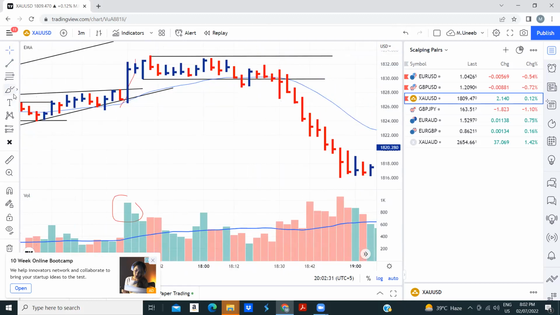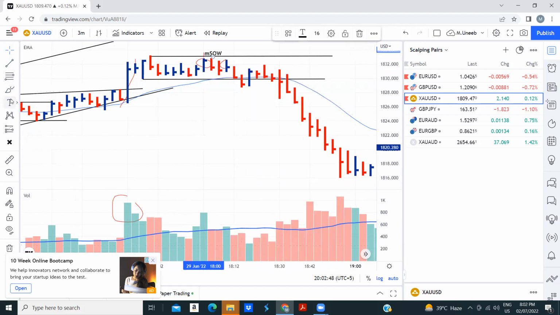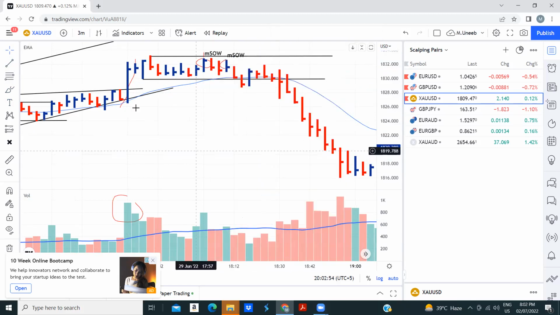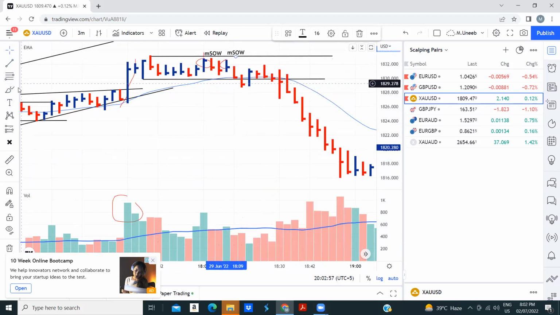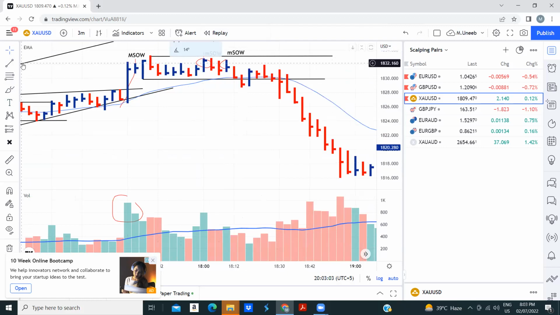Yes. Now this is effort versus no result. You can take your position. This is effort versus no result. It comes after what? Minor sign of weakness. Okay, we have again minor sign of weakness. And here we have major sign of weakness. Both of these minor signs of weakness confirm the major sign of weakness. Am I right? So in this case, this campaign will be successful. We can take the short trade confidently.